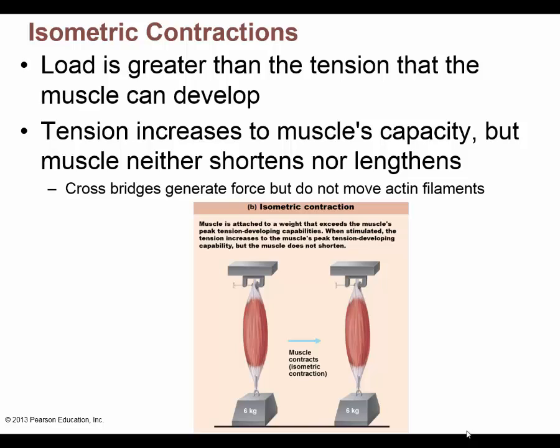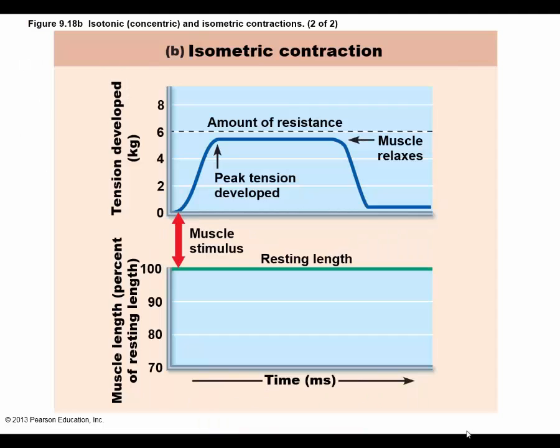So in my cross bridges, I'm still going to have myosin grabbing onto actin. That's what's going to generate the tension, but the tension's too much. I can't actually move those myosin heads. I can't shorten the muscle itself. I'm not going to shorten any sarcomeres, but I can generate tension by myosin heads grabbing onto actin. This is showing resting length in an isometric. Length does not change. I can change how much tension I push on it.